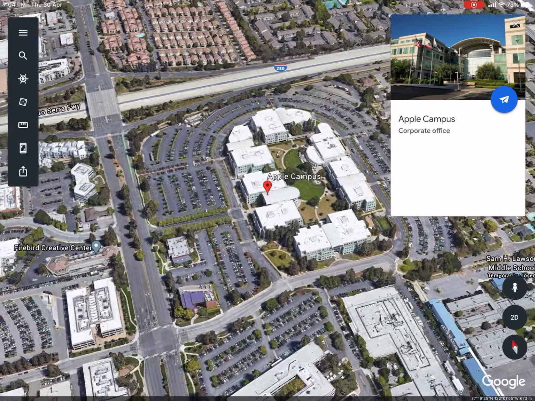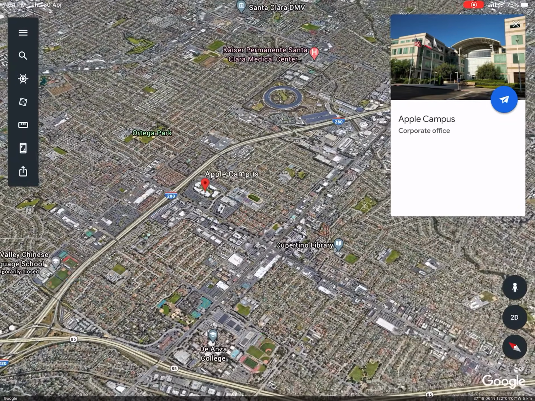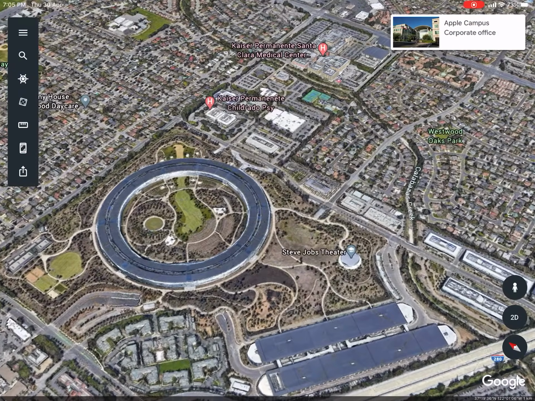Not this one. But anyway, let it be this one. Yeah, it's just next to it.